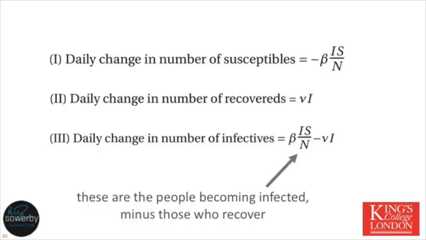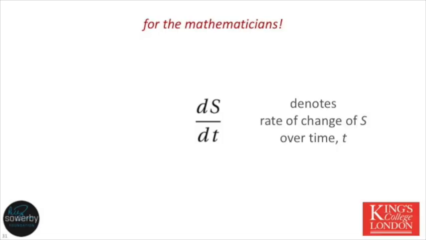We can work out the value of D and so of nu by looking at the medical records of infected people. How does the number of infectives change? That's the number of susceptibles who have become infected minus the number of infectives who have recovered. A very brief interlude now for those who like their mathematics.